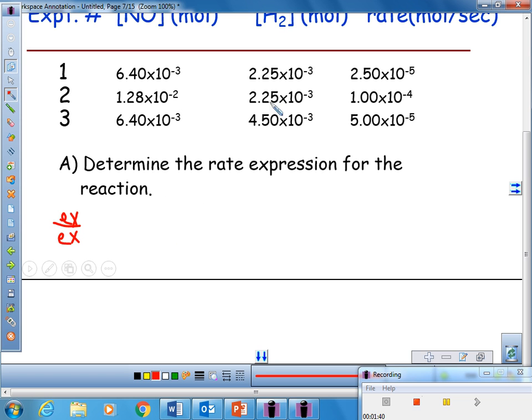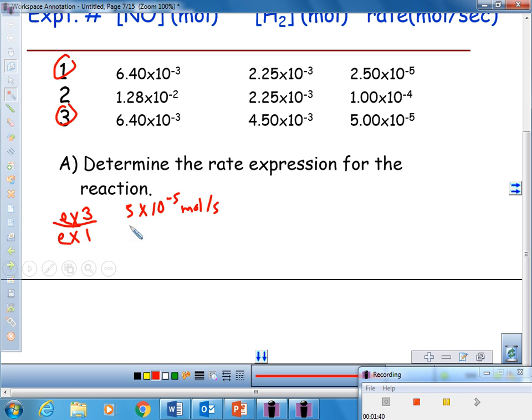All right, so now I want to solve for H2. So I want to pick these two experiments so that those will cancel out. And I want to put the bigger one on top, so that is going to be experiment 3 over experiment 1. And so I'll have 5 times 10 to the negative fifth. I'm just going to go ahead and write this other guy's rate while I'm here.